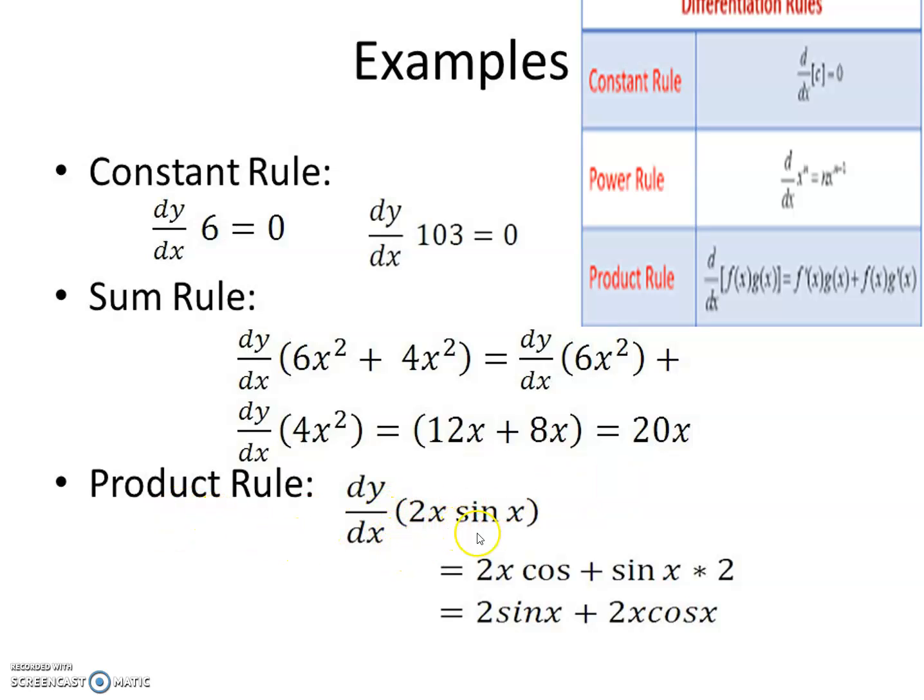Derivative of 2x into sin x. We take 2x as u or f of x, and sin x is equal to v or g of x. 2x times the derivative of sin x, which is cos x, plus sin x times the derivative of 2x. The derivative of x is 1, so the constant 2 remains. So we get 2 sin x plus 2x cos x.